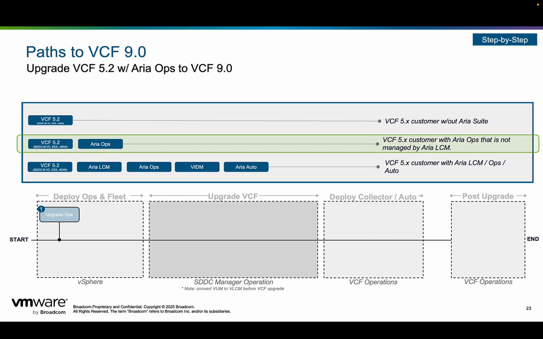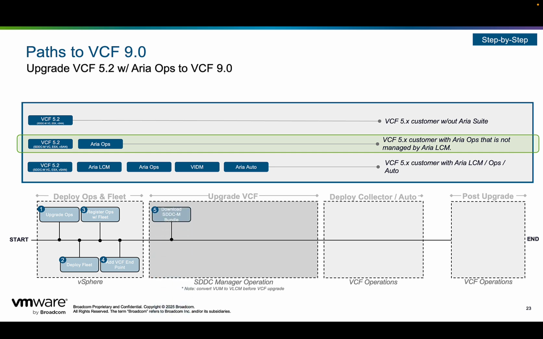Once we have upgraded our operations instance to 9.0, we then go in and download and deploy an instance of the VCF 9 Fleet Management Appliance. We will then log into operations and register it with the Fleet Management Appliance. With the Aria Operations instance upgraded to VCF Operations 9.0 and the Fleet Management Appliance deployed and registered, we're now ready to move on to upgrading the management domain.